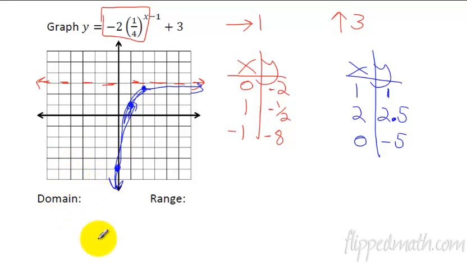Okay, domain. It's going to be all real numbers again because the x values go off to infinity to the left, off to the right forever. And the range is all of the y values that are underneath the asymptote, and the asymptote was a positive 3, so y is less than 3. All right, I think we're done with the exponential stuff.